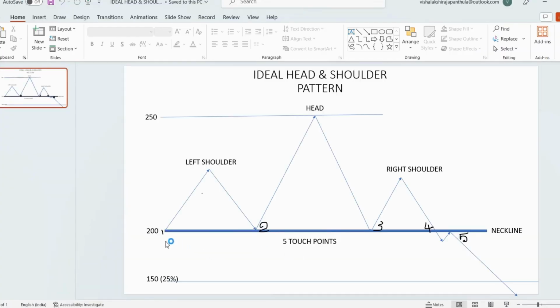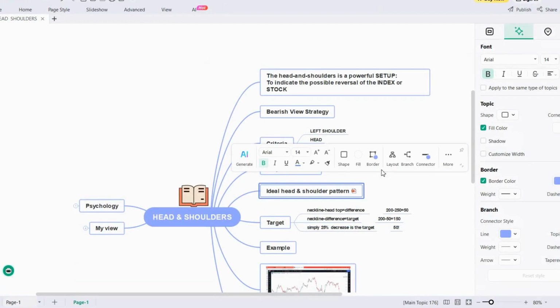The neckline is at 200 and the top of the head is at 250. Now let's calculate this here. The neckline minus the head top is the difference, which is 50 rupees here, and the neckline minus the difference is the target. Okay, we have to subtract the difference from the neckline. 200 minus 50 equals 150.